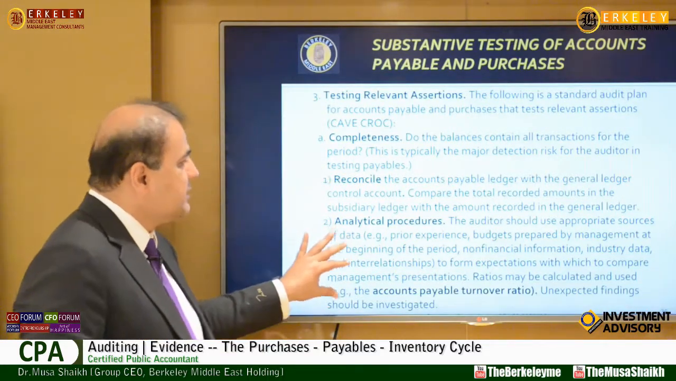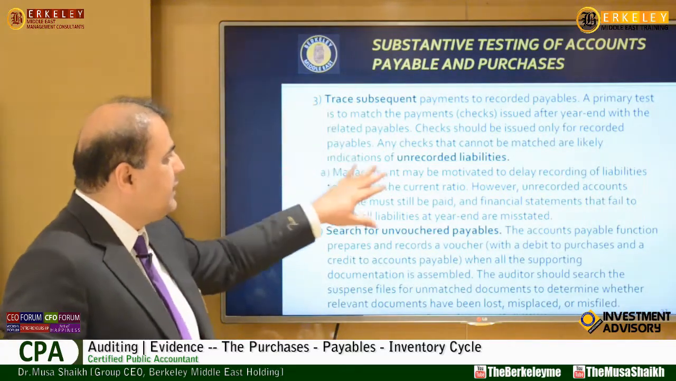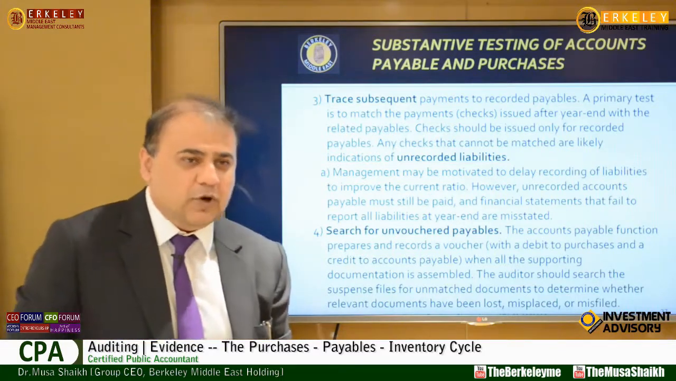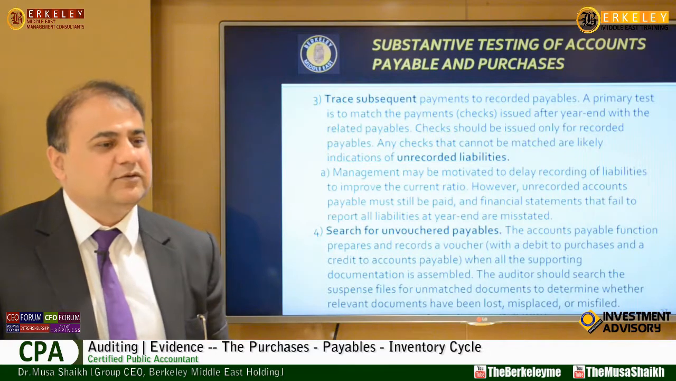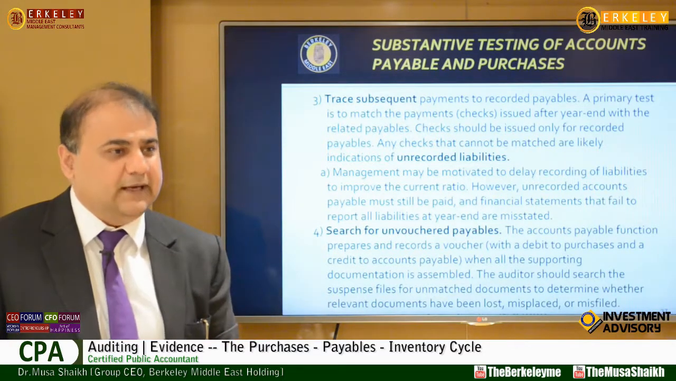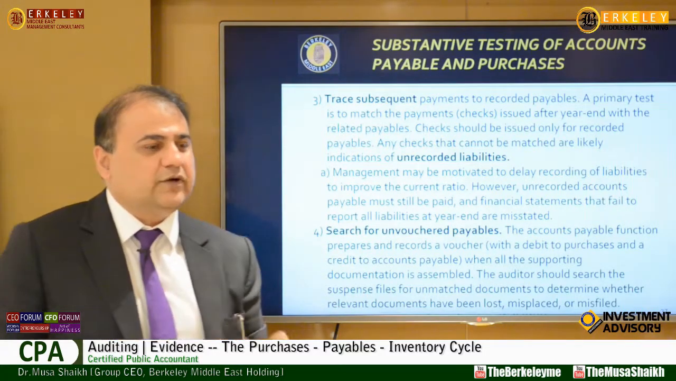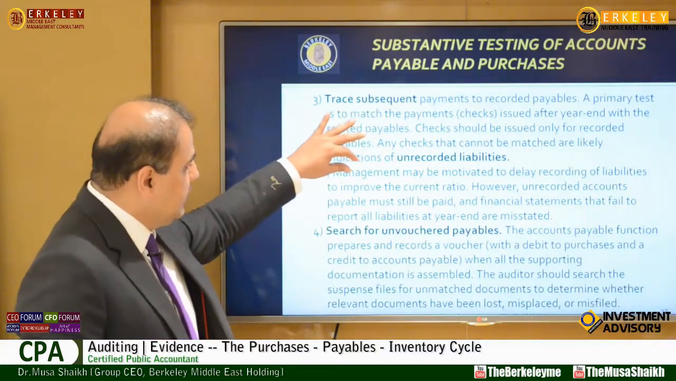Reconcile, analyze, this is all the same procedures. Trace the transaction. There might be some unrecorded liabilities, means you bought something but you didn't put it in your accounts in order to strengthen your balance sheet. Sometimes liabilities will show that you are having a lot of payables, so it will weaken your strength. So a lot of people try to avoid the liability.